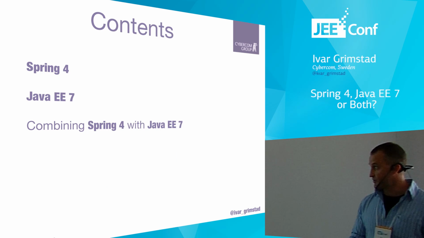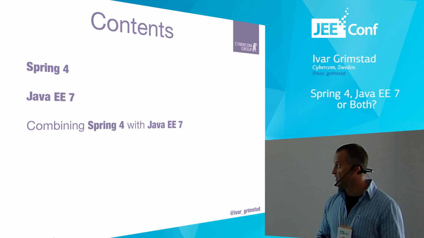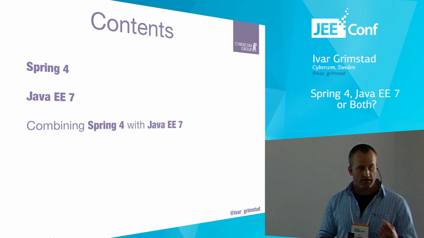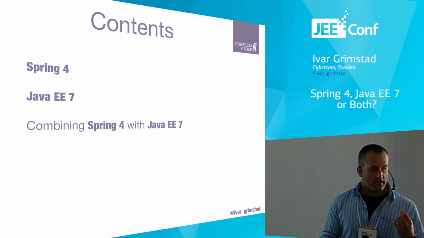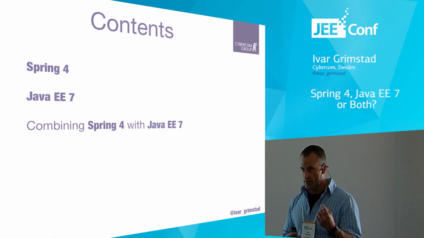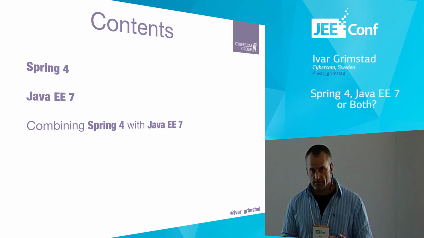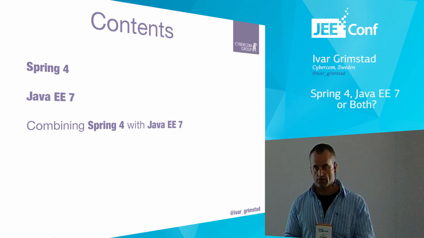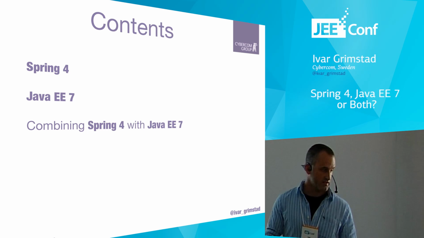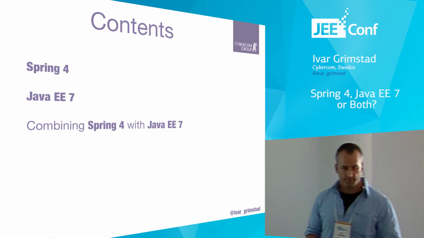So the content of this presentation will be mainly demo-based. I'll show a lot of code. But I'll first go through a short introduction of Spring and Spring 4. Then I'll go through Java EE 7. And then I'll compare them a little bit before we show a demo of Spring 4, Java EE 7, and the combination of them. And as I said, there will be code.